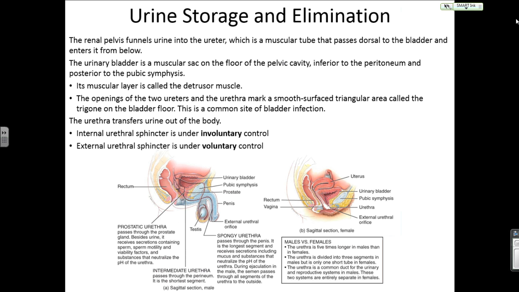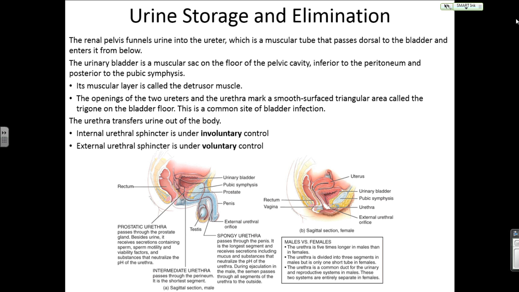All right, now we've made the urine. We then must move it from our kidneys and get it ready to be moved out of the body. Within our kidneys, we have the renal pelvis, which is an extension of the ureters, which are muscular tubes passing dorsal to our bladder and actually draining into it from below. Our bladder is a muscular sac on the floor of the pelvic cavity, inferior to the peritoneum, posterior to our pubic symphysis. It is made up of 3 layers.